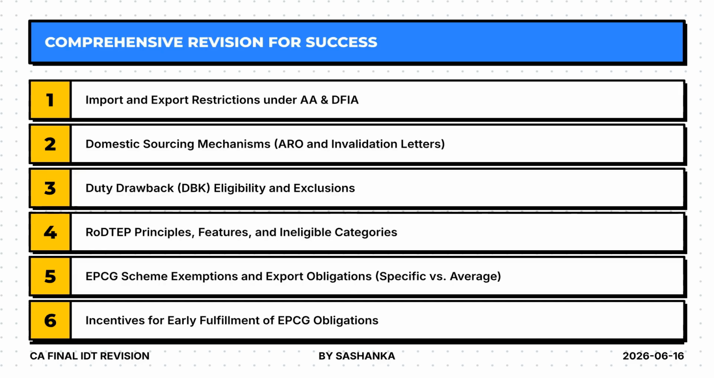By the end, you'll have a complete picture of import-export benefits, drawback mechanisms, RODTEP rebates, and EPCG obligations without getting lost in technical language. Before we dive into the details, let's look at the roadmap. We'll begin with import and export restrictions under advance authorization and DFIA. Then we'll understand domestic sourcing through EROs and invalidation letters. After that, we'll cover duty drawback, followed by the RODTEP scheme and its exclusions, which are a favorite area for exam questions. Finally, we'll discuss the EPCG scheme, including specific export obligation, average export obligation, and incentives available for early fulfillment. Think of this session as a complete revision capsule, covering all the major export promotion schemes in one flow.